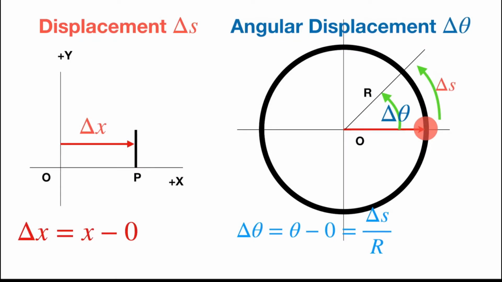In the case of linear motion, we get the position of an object as per its location on the x-axis or y-axis. In this case, a point P on the x-axis is presented by del x, that is a distance from the origin to that point. So the coordinate of point P is x and the coordinate of the origin is 0. So the displacement del x is given by x minus 0.